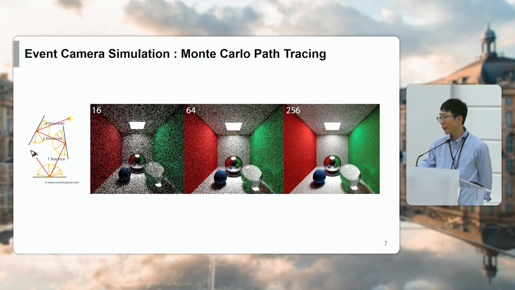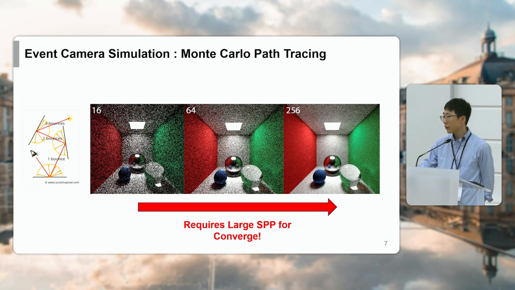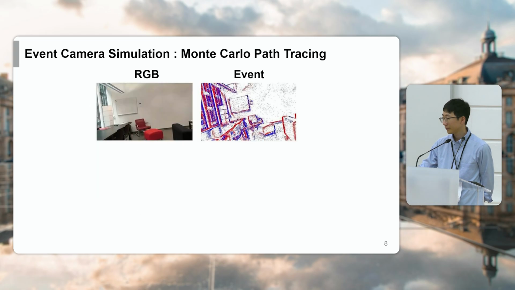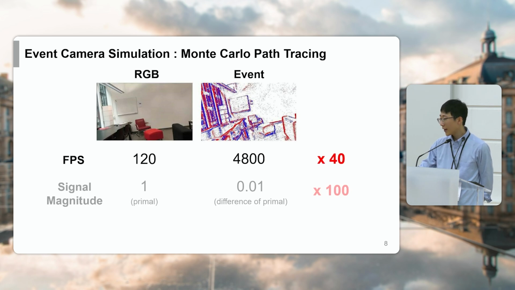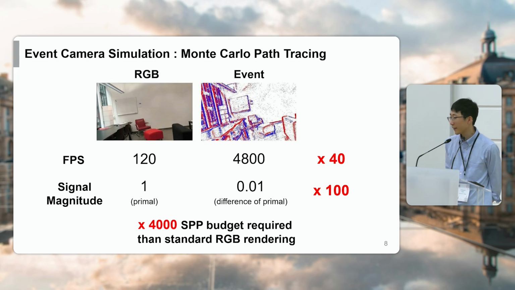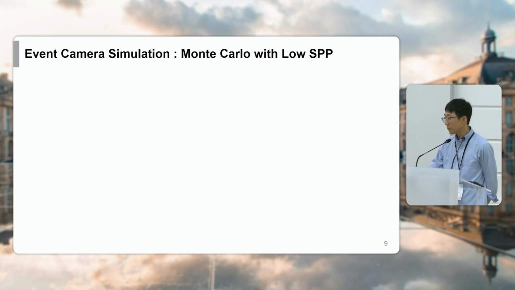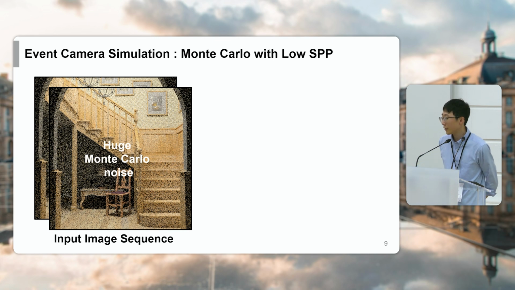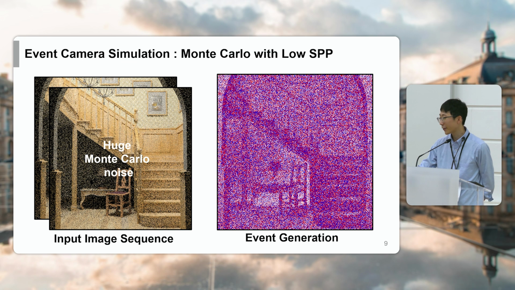However, as you know, the Monte Carlo method often requires a lot of samples to get a noiseless image. Unfortunately, this is even more challenging for event camera simulation, which requires much higher frame rates and measures much smaller difference signals, which inherently have lower SNR, leading to a much higher sample budget than standard RGB rendering. Therefore, making the simulation low SPP is very important for event camera simulation, but if we naively use this noisy input, its temporal noise triggers a huge number of false events throughout the image.